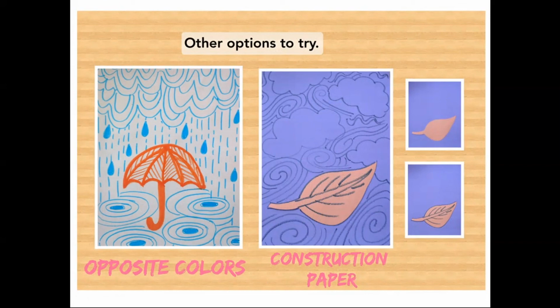On the right side of the picture, I used construction paper. First, I cut out the object and glued or taped it in the middle. Then I used my black marker to add the lines and details.